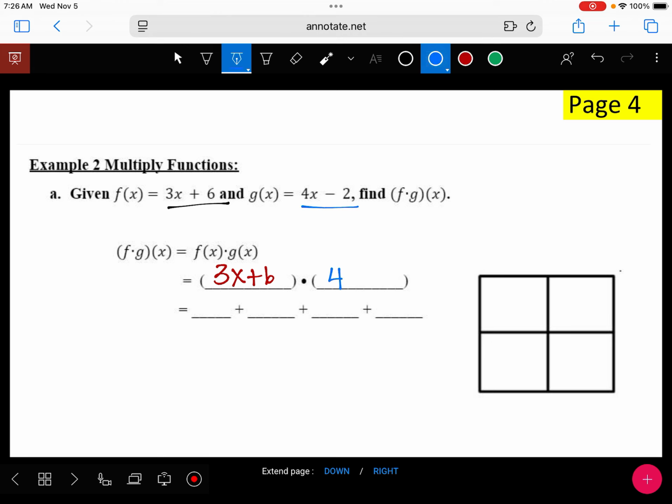So we have to do a box or distribute. This kind of looks confusing that they put that there, because it may look like we have to combine our like terms, but we don't.